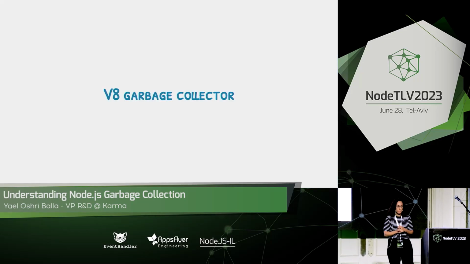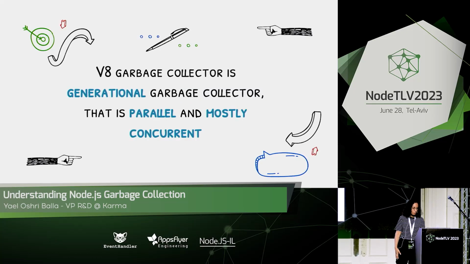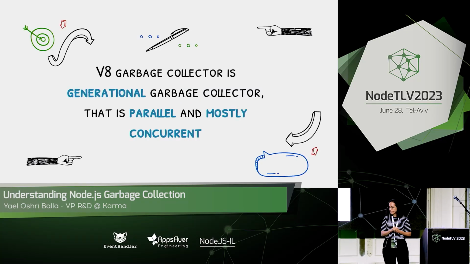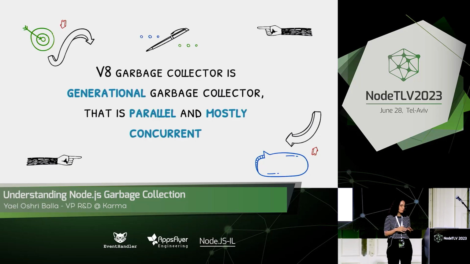Now, how does the V8 garbage collector work? The V8 garbage collector is a generational garbage collector that is parallel and mostly concurrent. Generational we know, parallel we know, concurrent we know, but what is mostly? Mostly means that V8 tries not to stop the program execution whenever it's possible, but sometimes it has to.